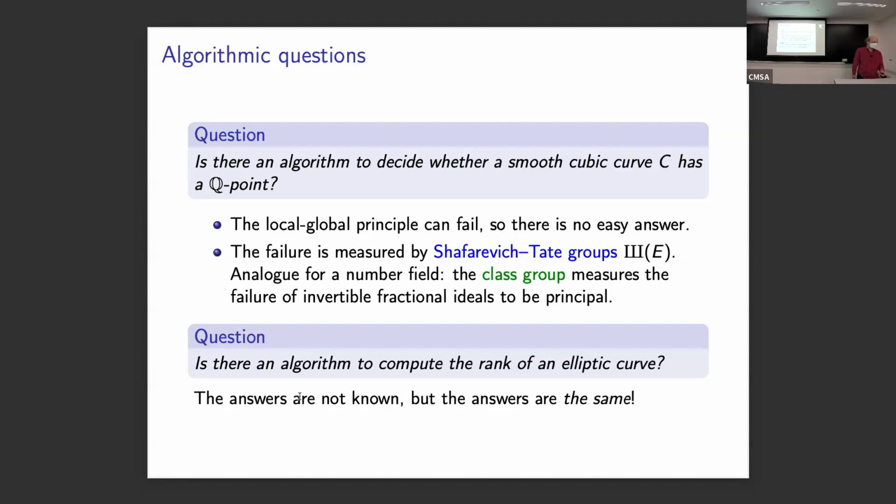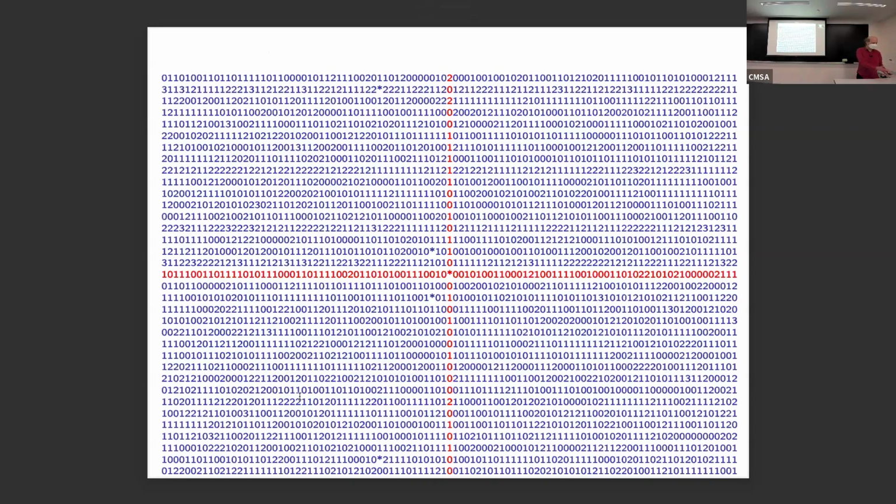Okay, so that's the first question, and then there's another question, which is: given an elliptic curve where you already know there's a rational point, can you compute the rank? In other words, can you compute the numbers in this giant table? And so I did it, or other people did it, or actually Magma did it last night.